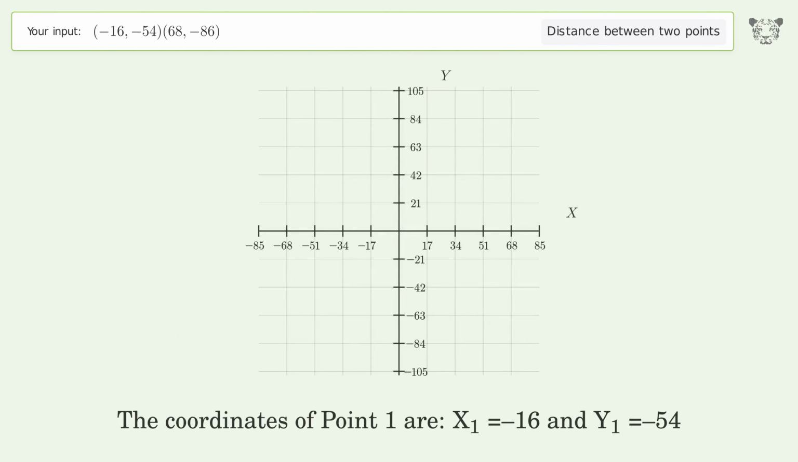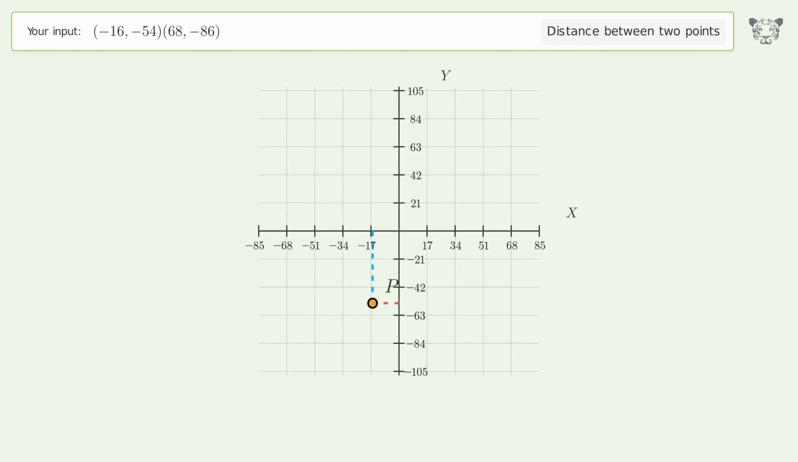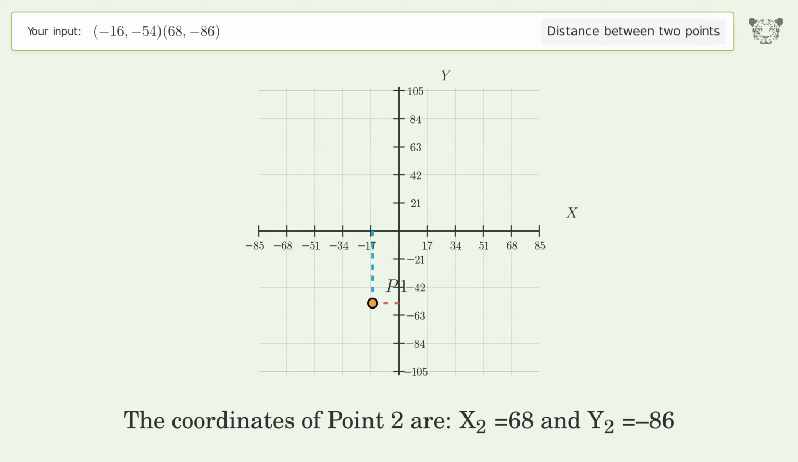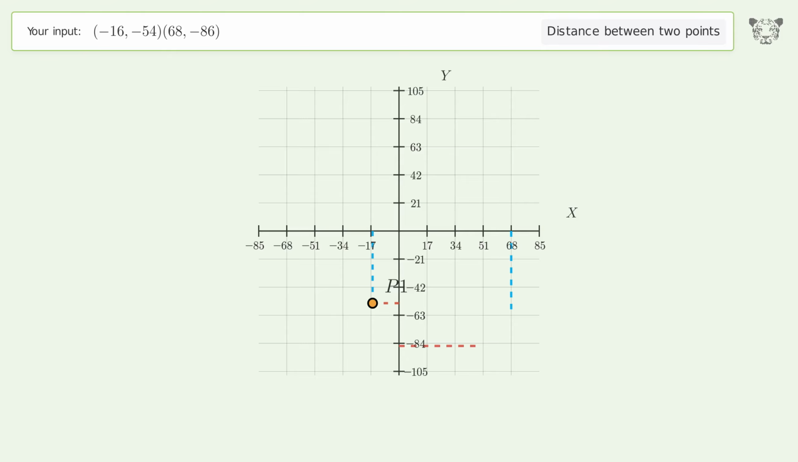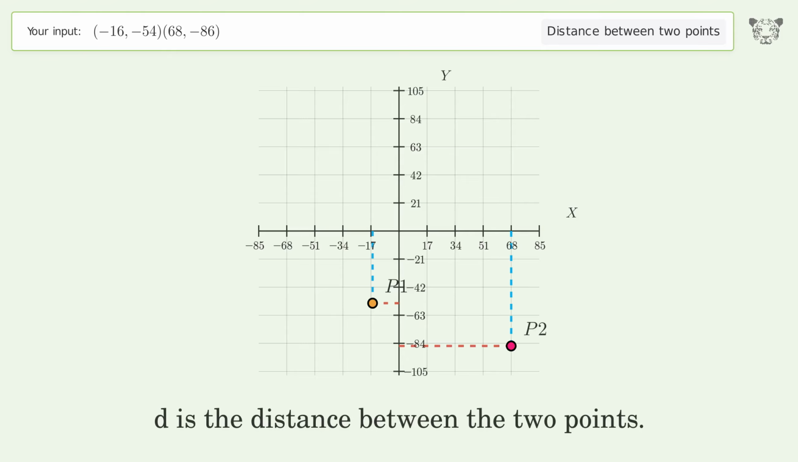The coordinates of point 1 are x1 equals -16 and y1 equals -54. The coordinates of point 2 are x2 equals 68 and y2 equals -86. D is the distance between the 2 points.